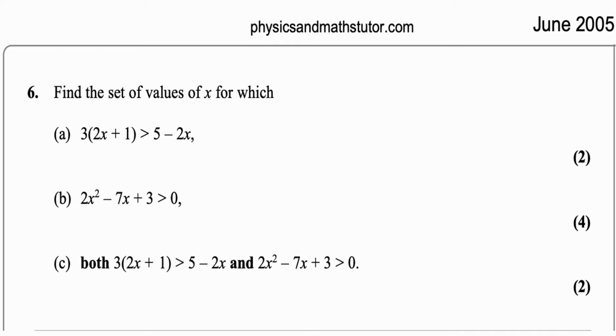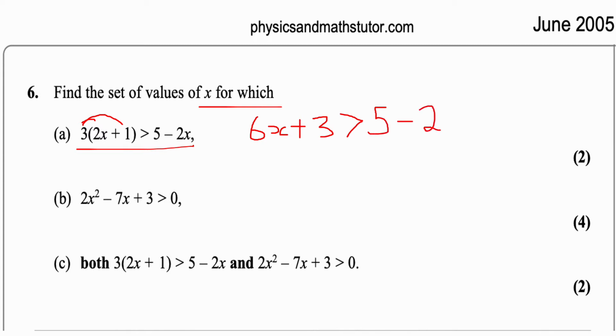Part A, find the set of values of x for which 3 lots of 2x plus 1 is greater than 5 minus 2x. Well, expanding the bracket, 3 lots of 2x is 6x, and 3 lots of positive 1 is going to be plus 3. That's strictly greater than 5 minus 2x. Adding 2x to both sides to balance the inequality, 6x plus 2x is 8x, so 8x plus 3 is strictly greater than 5.